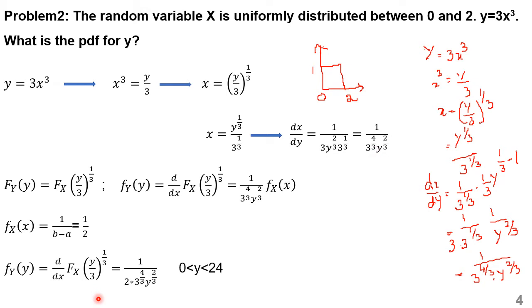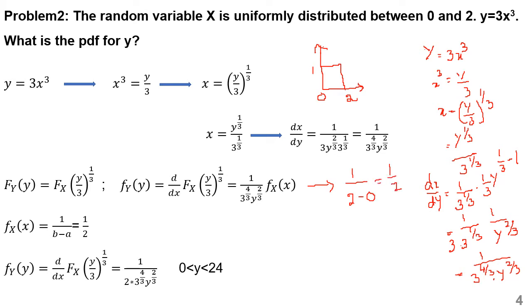The next step is to find Fy of y, the CDF of y, which is as good as finding Fx of (y divided by 3)^(1/3). When we differentiate this, we get the answer as fx of x, that's the PDF, times dx by dy. Here fx of x for a uniform distribution is given by 1 divided by (2 minus 0), that is equal to half.